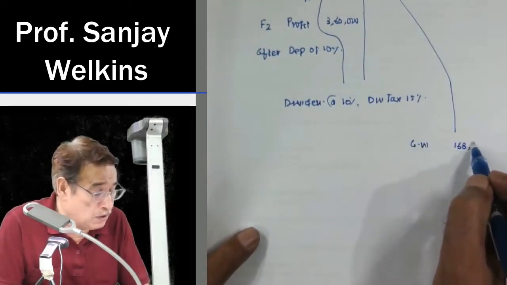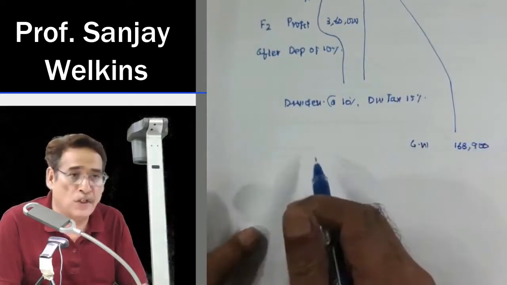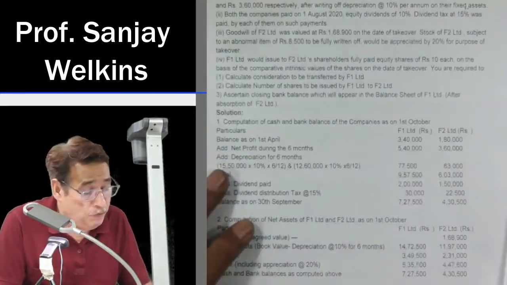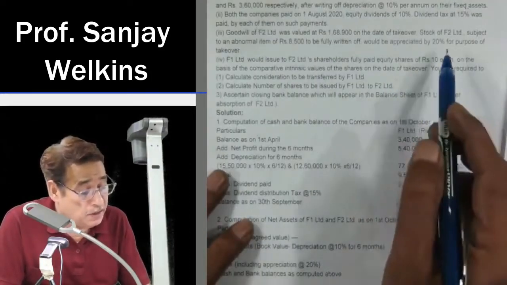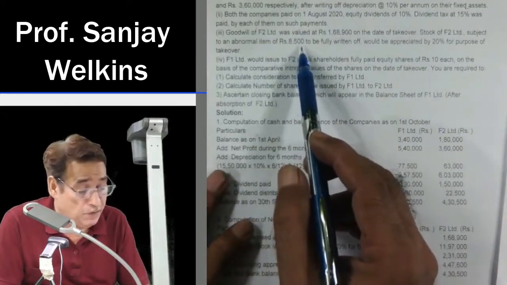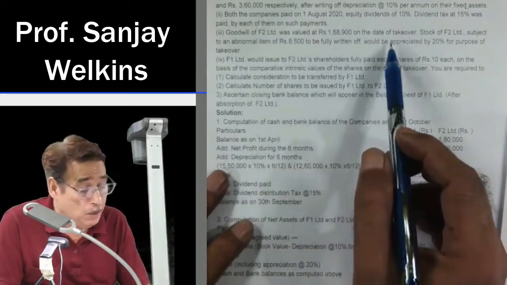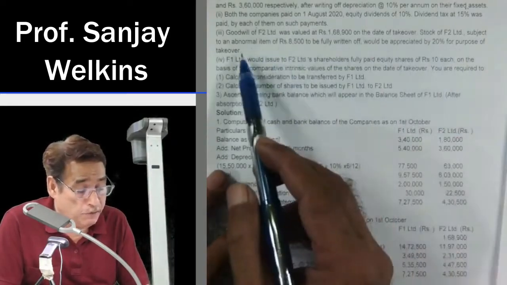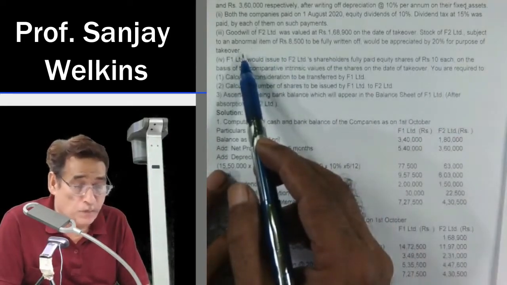On this date, the question states that goodwill of F2 Limited, because F2 Limited was taken over, was determined at 1,68,900. This is what is given to us. Further, the question states that stock of F2 Limited subject to an abnormal item of 8,500 to be fully written off would be appreciated by 20% for the purpose of takeover.